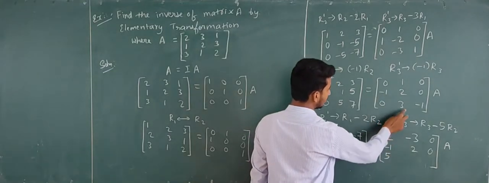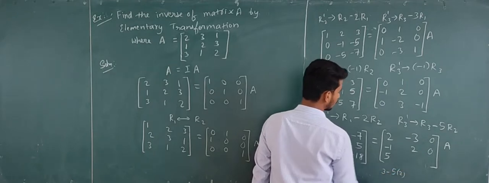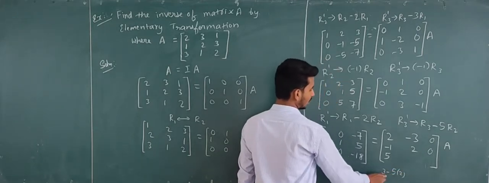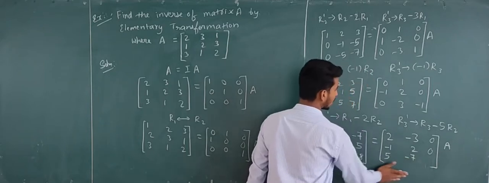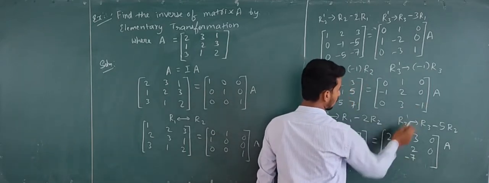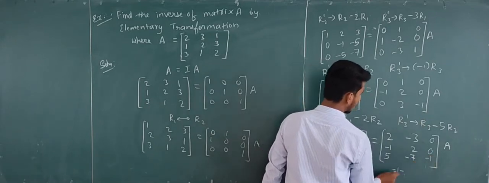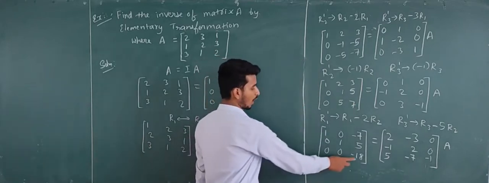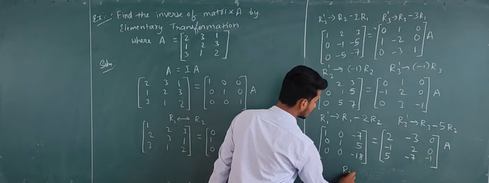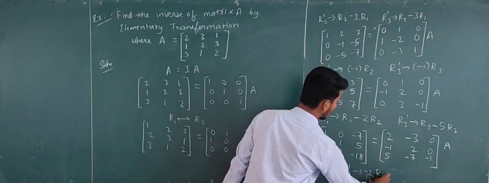Next, 3 minus 5 times 2, so that is 10, and 3 minus 10 will be minus 7. Next, 0, minus 1 minus 0, that is minus 1. So next, we have to make this element 1, so we change R3 dash to minus 1 by 18 into R3.